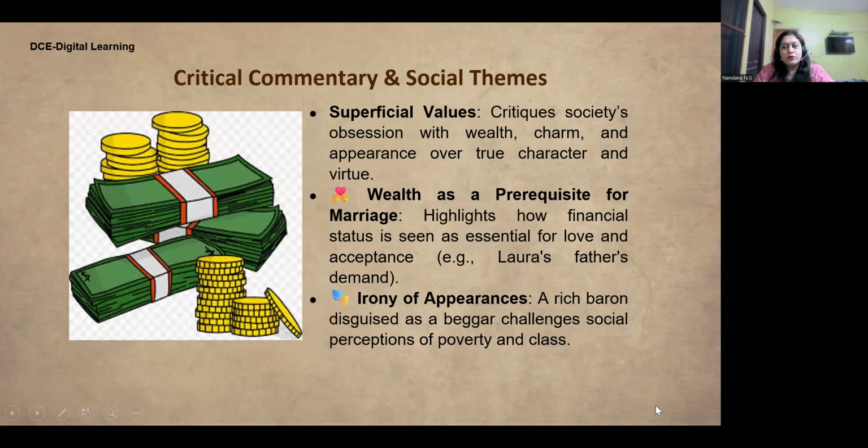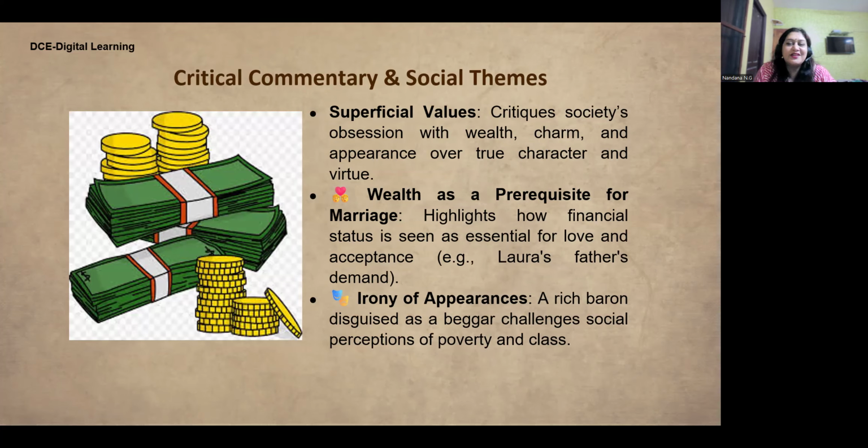Through the course of this story, critical commentary and social themes are also seen. And what are they? Superficial values. Through the course of this story, Oscar Wilde critiques, or takes a negative stand against, society's obsession with wealth, charm, and appearance over true character and virtue.